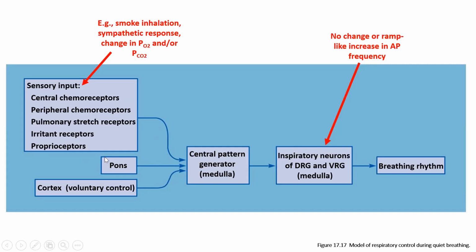Other inputs are the Pons, so the pontine respiratory group that we just spoke about, as well as the cortex, so the voluntary component to all of this. I can decide to take a deep breath, I can decide to hold my breath, and all of that is happening up in the prefrontal cortex. So all that gets fed into this central pattern generator, which your book is kind of saying medulla. Again, we're not entirely sure. And then that gets sent to the inspiratory neurons in those areas in the medulla that we just spoke about. So basically your DRG and your VRG, those lateral aspects of the medulla oblongata.